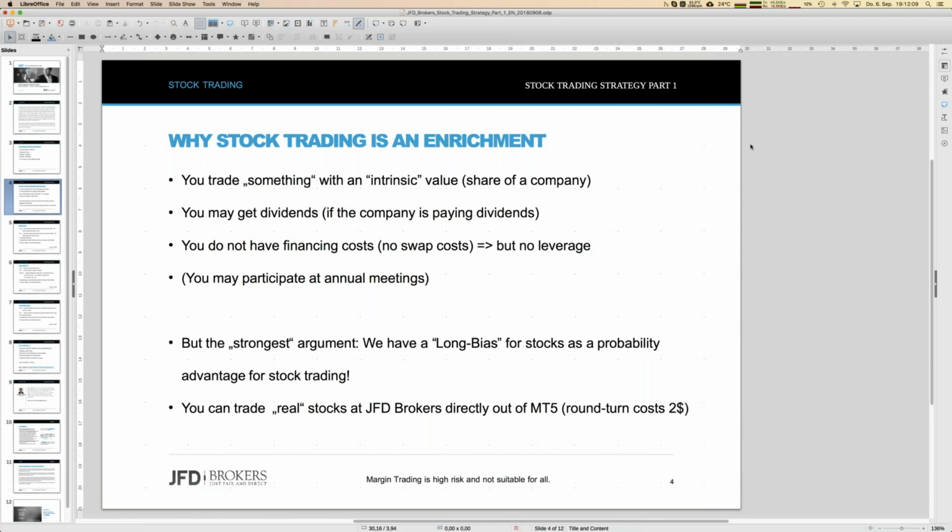The other good thing, on the one hand, is that you don't have any financing costs. Like if you trade DAX long and you don't trade the future, then you have to pay every night. Same is true for a lot of forex pairs. Sometimes even you earn some money, but in general you pay money because you have financing costs that you don't have if you buy stocks. But on the other hand, you don't have any leverage. So if you buy, for example, for $1,000 stocks of Apple, then you might buy about 5 shares.